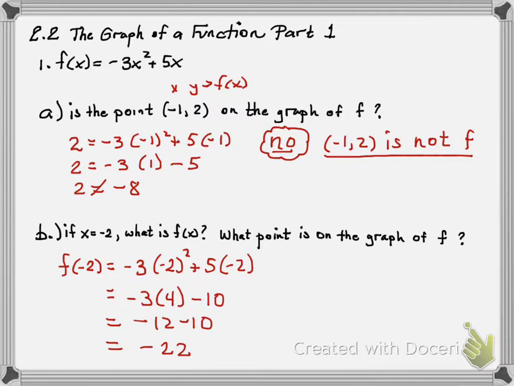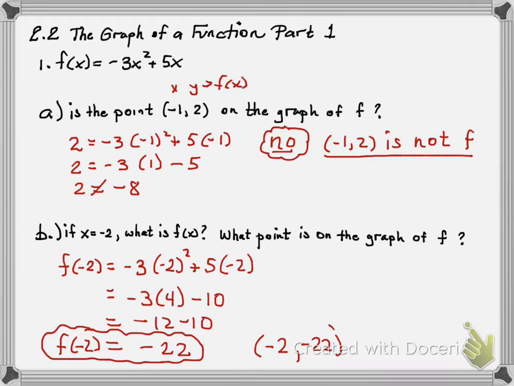All right, so here's one of our answers. f of negative 2 equals negative 22. Now the second part of this, they ask us what point is on the graph of f? Well, the point is in xy form, right? So what was our value of x? Negative 2. And what's our value of y? In other words, our f of x? Negative 22. All right, so that's the point that's on that graph, given the x value. All right, let's move along.